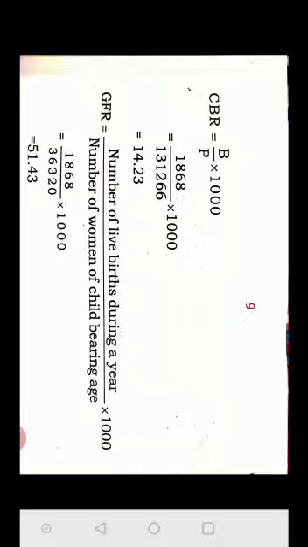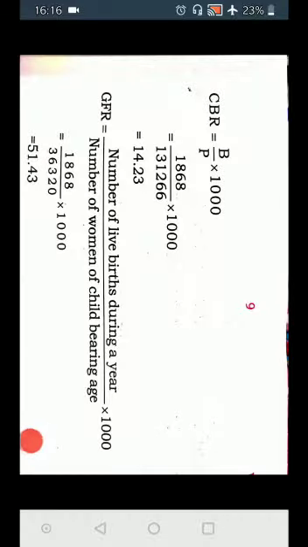B is nothing but the total number of live births and P is the total population, into 1000. So we substitute the respective values, that is 1868, and the total below is male population plus female population, that is 1,31,266 into 1000, and the final answer will be 14.23. This is how we have calculated the CBR with the same data.